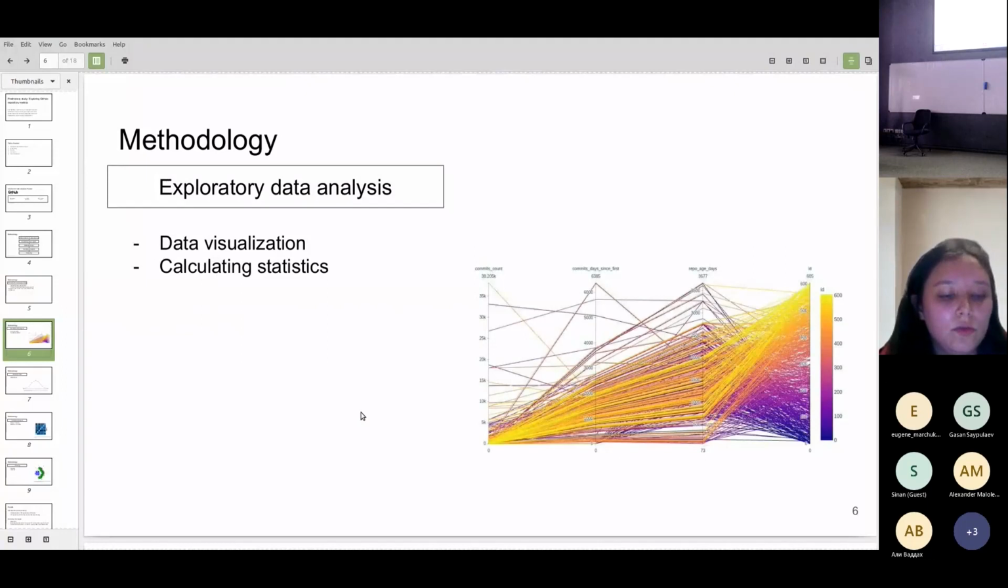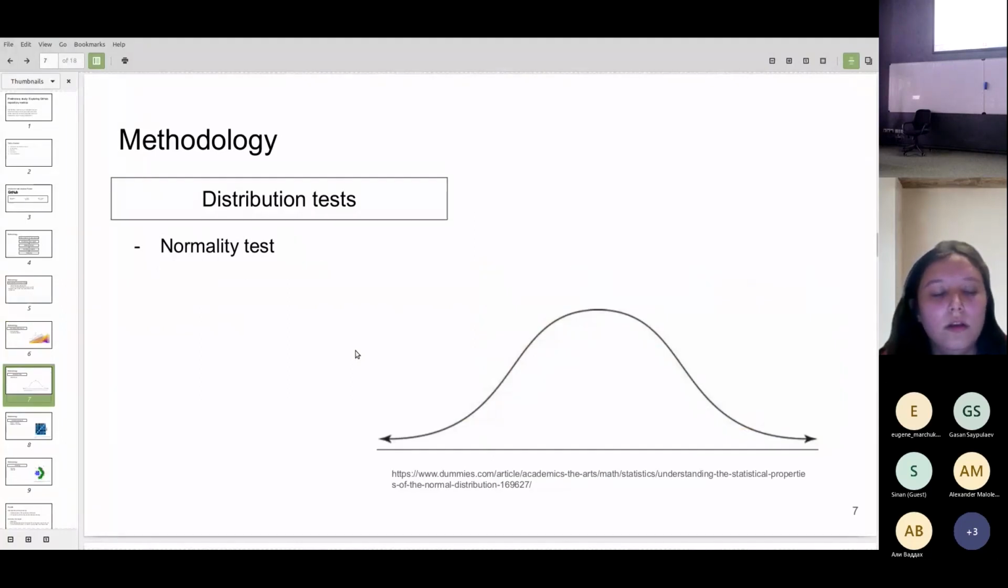To visualize data, we do dimensionality reduction with PCA, and also we calculate statistics such as mean, standard deviation, median, mode, and 25% and 75% quantiles. And also we calculate confidence intervals using Bootstrap. The next step is doing a distribution test. We use Kolmogorov-Smirnov statistics to test data for normality.